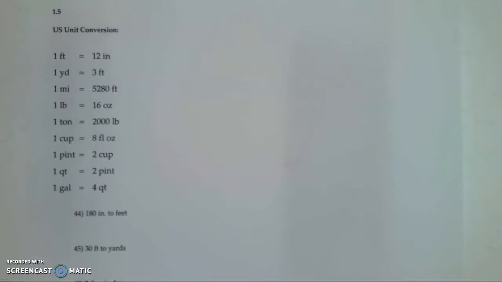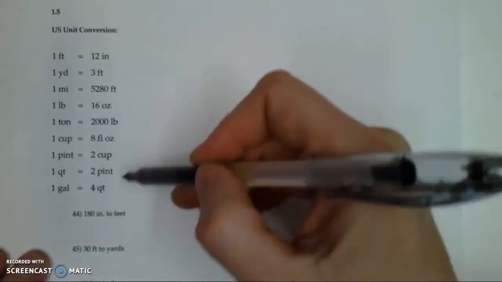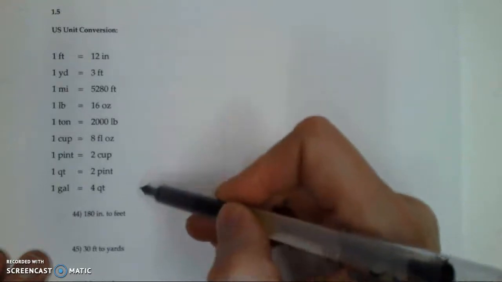All right, we are going to continue with unit conversion, but now we're going to use US units. Now, as we can see from this little chart here, US units are a lot harder to remember. We don't just get tens, it's all sorts of numbers. The good news, though, is you will not need to have any of these memorized. This list of unit conversions will be given to you, so you don't need to have it memorized, you just need to know how to use it.